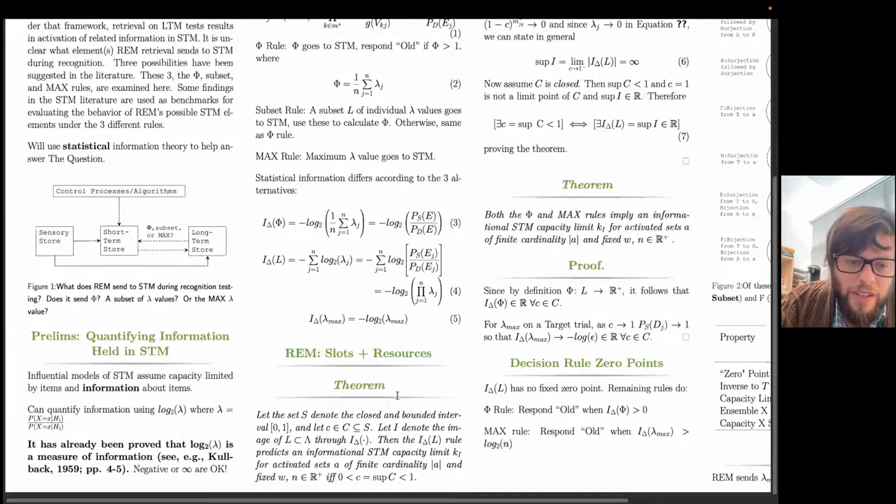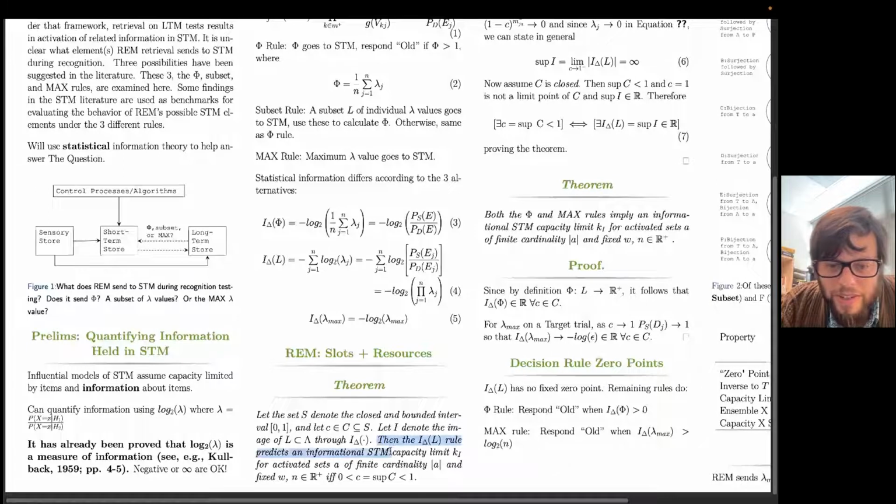So the first theorem: we're going to have a set S that's the closed and bounded interval 0 to 1, and C is in a subset, which could be a proper subset. C is the copy probability from REM, and we're going to take the image of the subset of lambdas through that function. So it's going to map, I guess, as an operator. And then this rule, so the theorem is, this is a bunch of buildup.